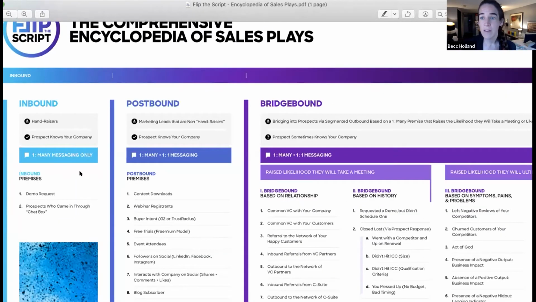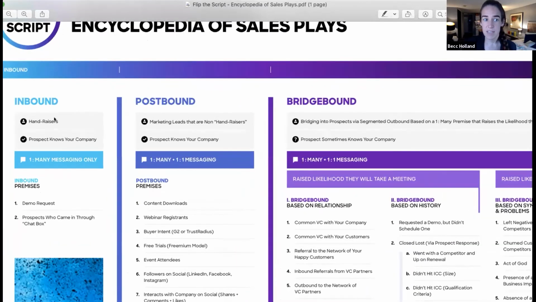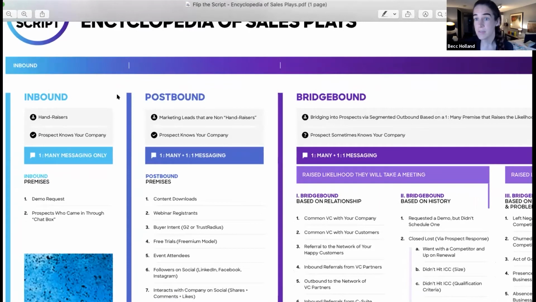So far left here, we have 4 categories. Far left here is going to be inbound, and this is going to be true hand raisers. So that's only really two different plays. Demo requests, this is people who want to know your product, want to see your product. And so that's demo requests and prospects who came in through the chat box.